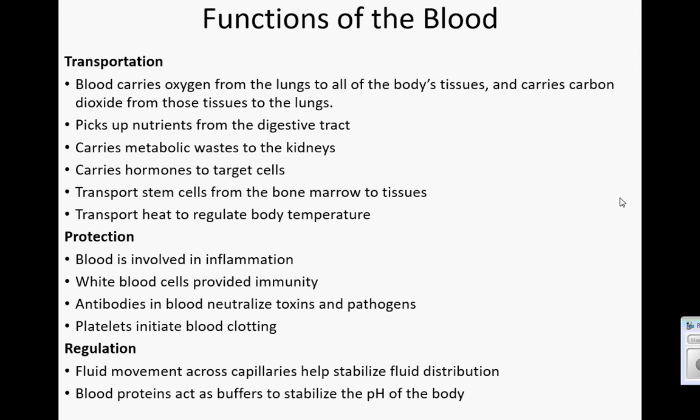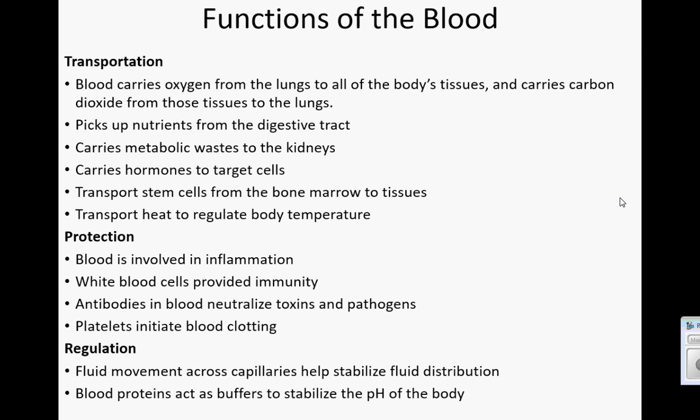We've talked previously about how hormones are carried. Most of our hormones, as we learned, are circulating hormones, produced in one area of the body that need to be circulated with our blood to other areas of the body. Stem cells are another thing that are carried from our bone marrow tissues, and then heat. I was just talking about this in exercise physiology, is something that our body fluids, specifically our blood, can carry and either help us to dissipate heat or to conserve it.